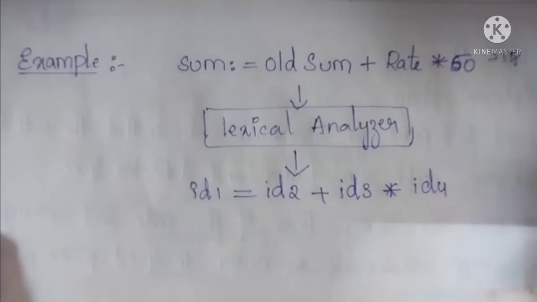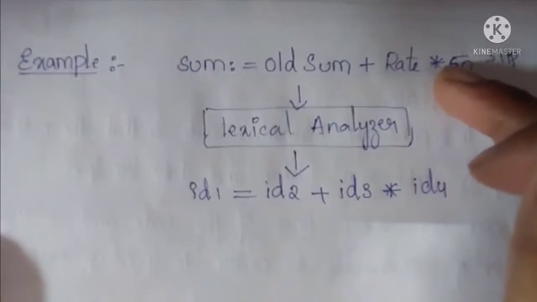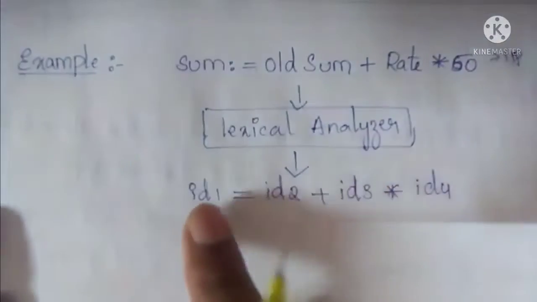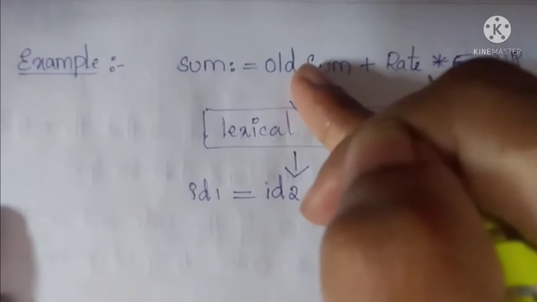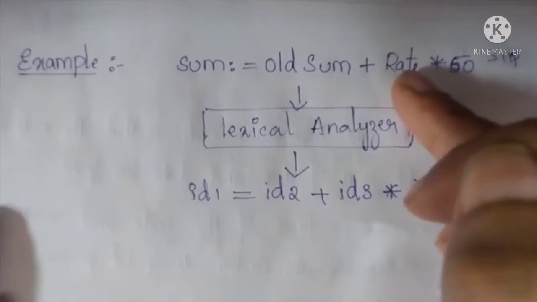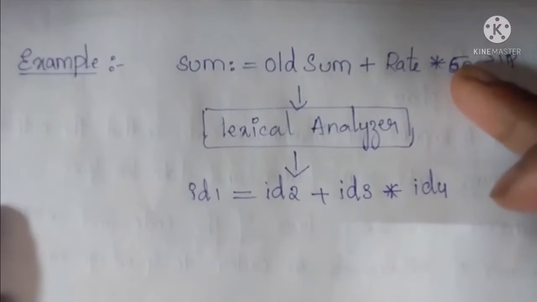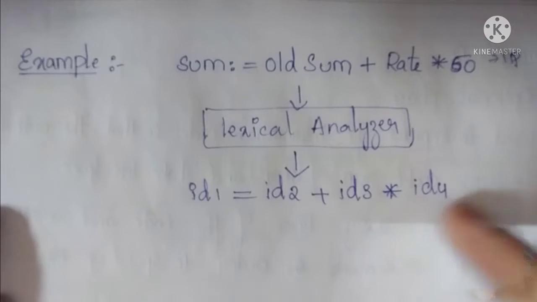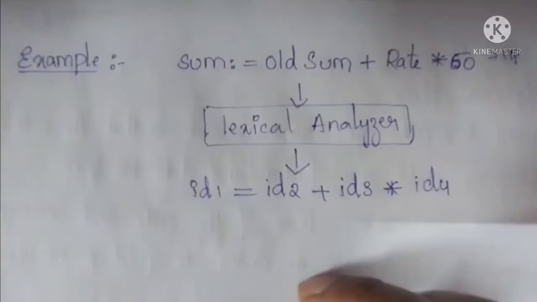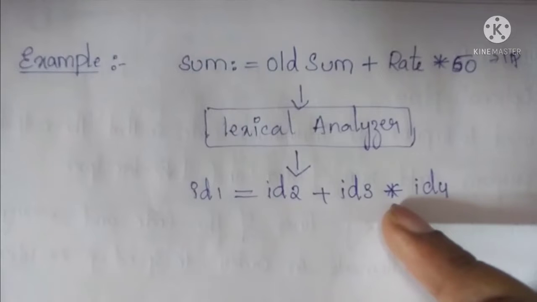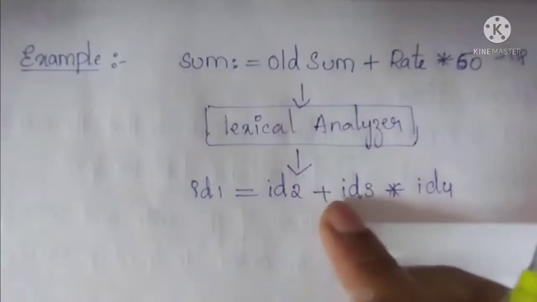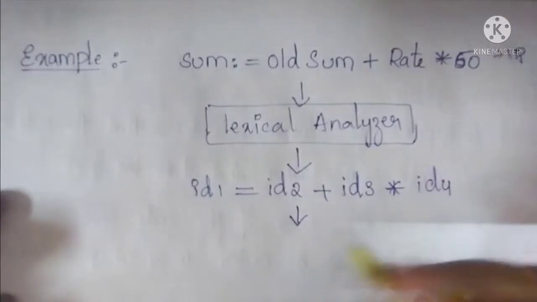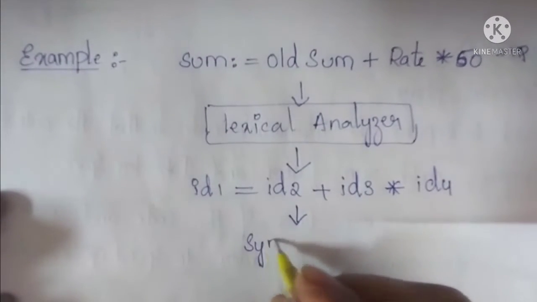So in the place of the original source program, I am writing in the place of sum, ID1. In the place of old sum, I am writing ID2. In the place of rate, I am writing ID3. In the place of 50, that is the value, I am writing ID4. Okay, so we are calling it a token. What is the output of the lexical analyzer? Tokens we are getting. Those tokens will act as input to the next phase, that is the syntax analyzer.